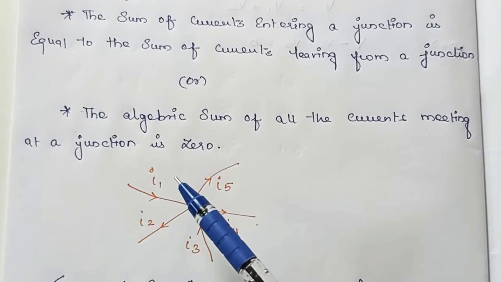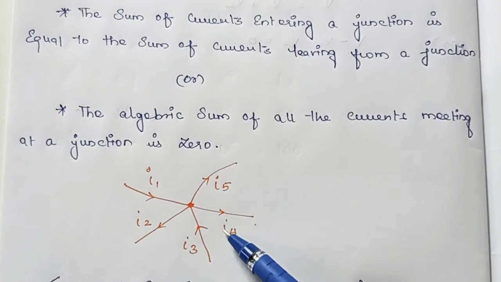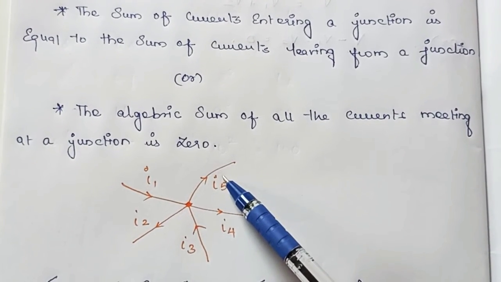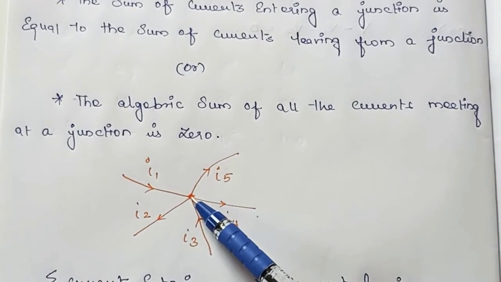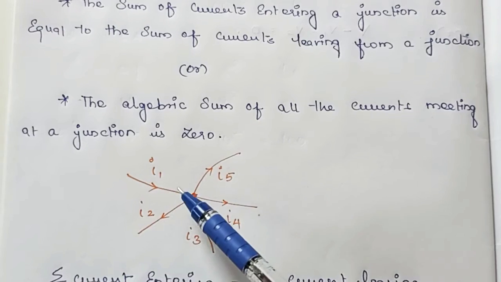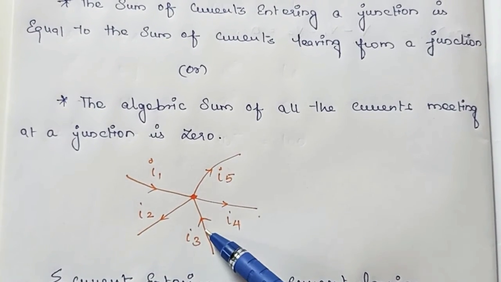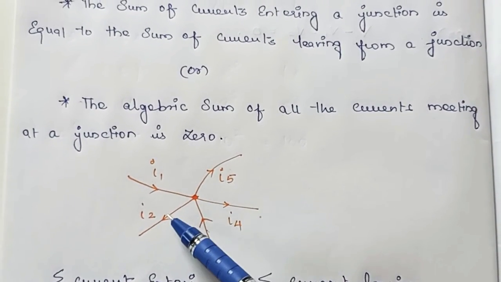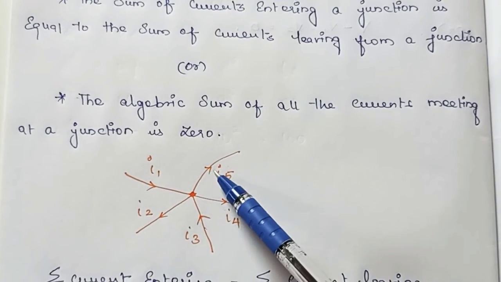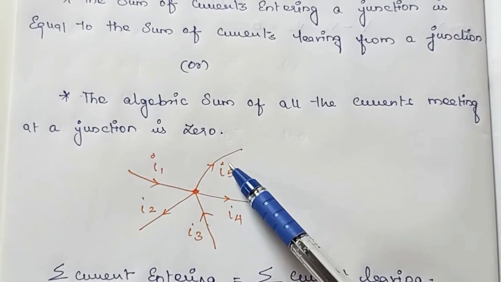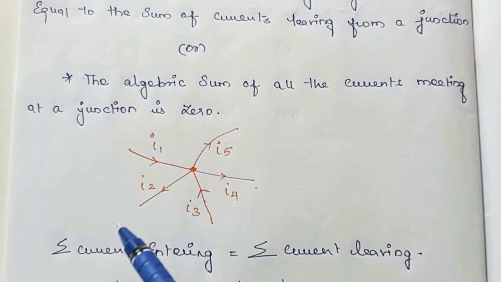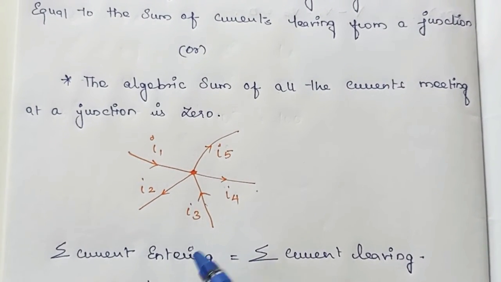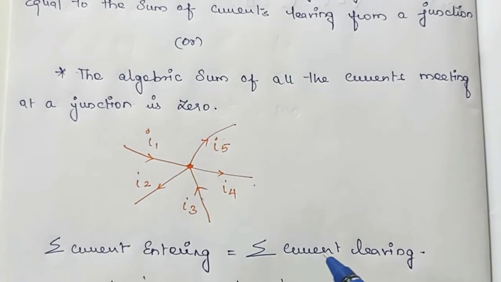In this circuit, I1, I2, I3, I4 and I5 are different currents at the node, or junction. I1 and I3 currents are entering the node and I2, I4, I5 currents are leaving from the node. By definition, Kirchhoff's current law states that the sum of the currents entering the node is equal to the sum of the currents leaving the node.